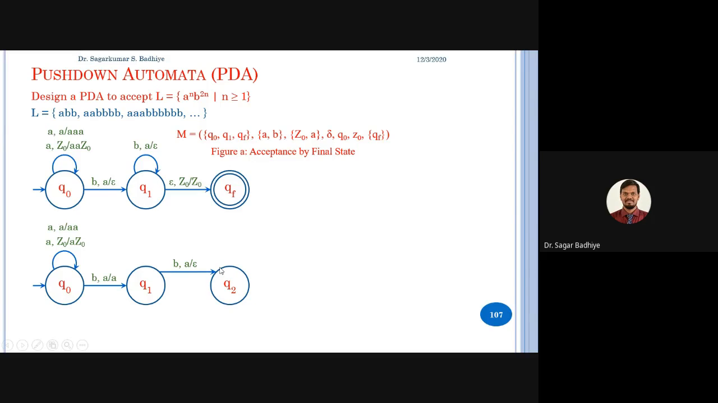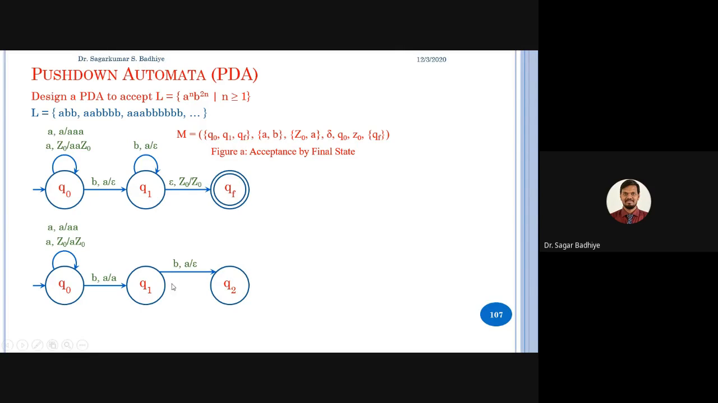I hope you know how we designed the finite automata for accepting an even number of zeros or an even number of ones. We used to start from the initial state, go to another state, and come back to the initial state. So this will read an even number of zeros or an even number of B's. Here, this is the second B I have read, and I have popped. Now, the next B that I would be reading should not pop anything from the stack.